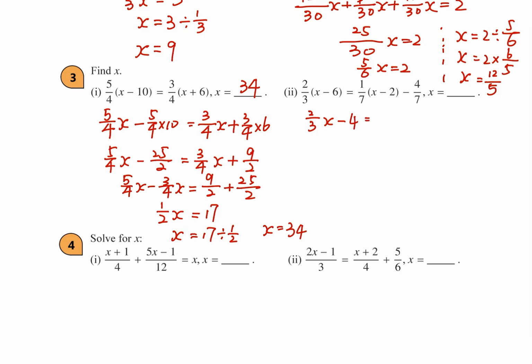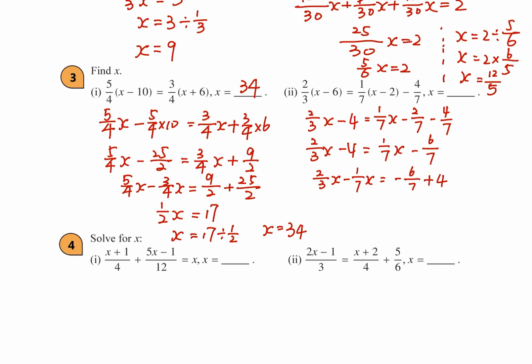And then we would have 1/7 x take away 2/7, and then take away 4/7. So on the right-hand side, we're actually having 1/7 x take away 6/7. And on the left-hand side, it's the same. To solve it, we can just move what's on the right-hand side to the left with the x. So we've got 2/3 x minus 1/7 x is equal to minus 6/7 plus 4.